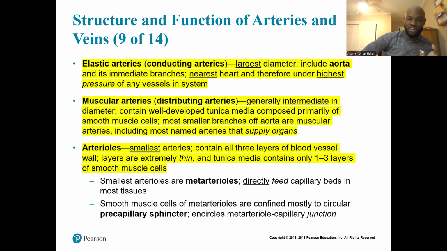You have muscular arteries, intermediate in diameter, with a well-developed tunica media, that's where that smooth muscle is. And then arterioles, the smallest arteries, contain all three layers, intima, media, externa, that are extremely thin. And these feed into your capillary beds, where your capillaries are where you have the exchange of nutrients and gases and waste.